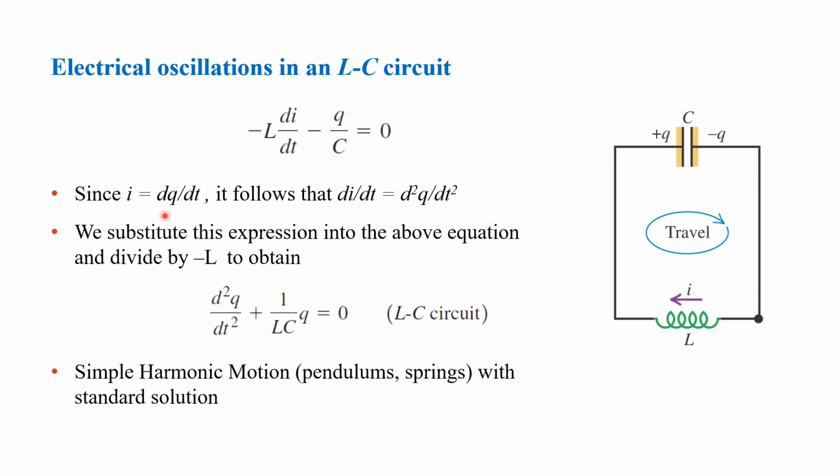Now, since your current I is equal to dq/dt, it follows that your dI/dt is equal to the second time derivative of your charge q. So you have d²q/dt². So we substitute this in the expression here and divide by negative L to obtain the following equation. You have a second-degree differential equation: d²q/dt² plus 1/(LC) q is equal to 0. And if you're familiar with simple harmonic motion, this one here is actually a simple harmonic motion with a standard solution. So you can solve this one already. This equation is similar to the simple harmonic motion of pendulums and springs.